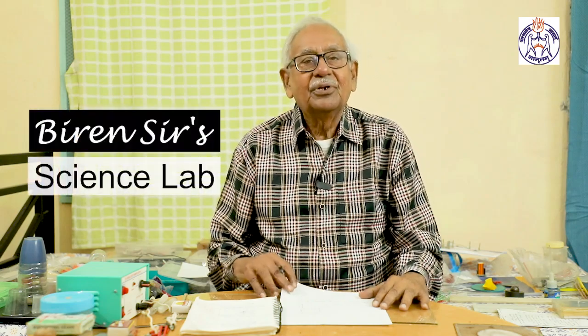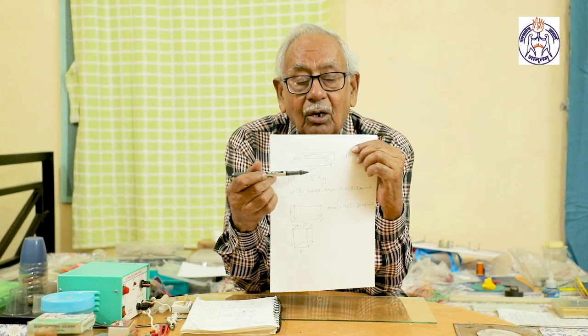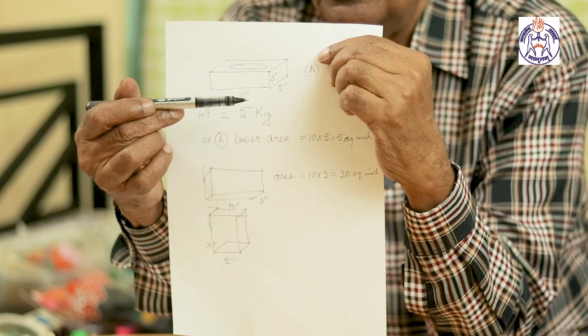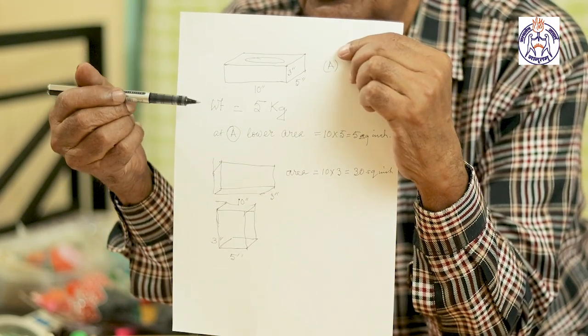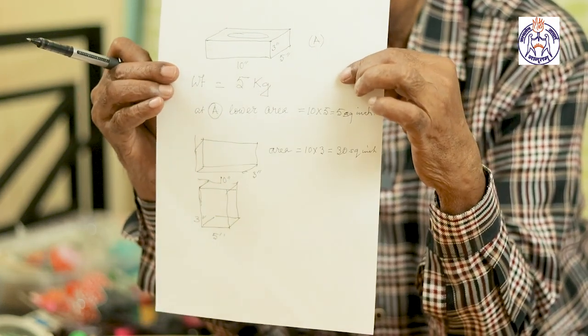Now, class 7 standard, I am going to start with what is the difference between pressure and thrust, or pressure and force. As you start learning it, you will learn that force per unit area is called the pressure. So, in this diagram, I have a brick. All of you know the brick has a length of 10 inch, height is 3 inches and the base is 5 inch width. So, at this position, the lower area is 10 into 5, that means 50 square inch.